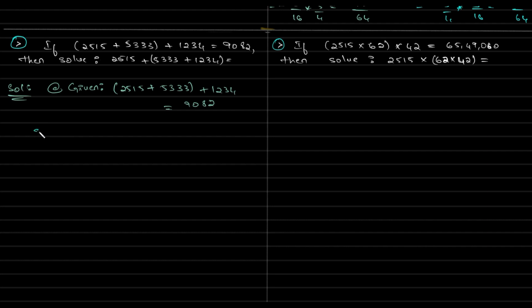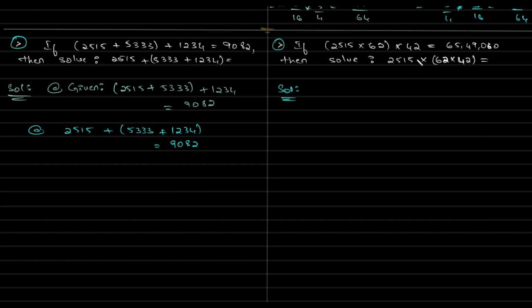And next they have given, we have to find 2515 plus 5333 plus 1234. So what is the sum of 5333 plus 1234? Well, actually you need not do that. The sum of all of this is 9082 itself, because addition operation does follow your associative property.